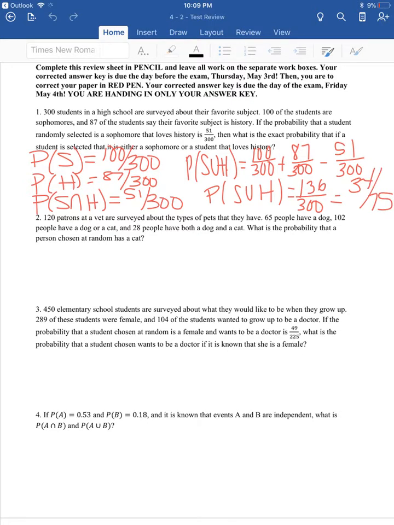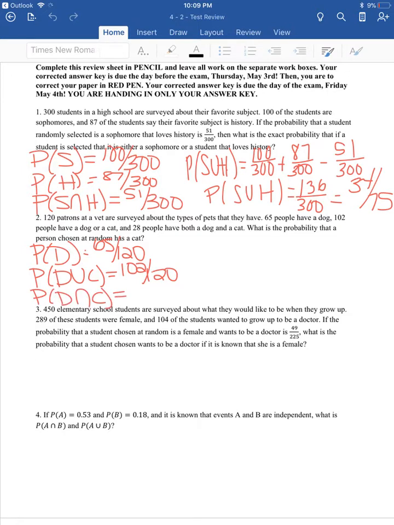Number 2, 120 patrons are surveyed about different types of pets that they have. So the probability of them having a dog is 65 out of 120. The probability of them having a dog or a cat is 102 out of 120. And the probability of them having both a dog and a cat is 28. What is the probability that they have a cat? So this is what I'm looking for.